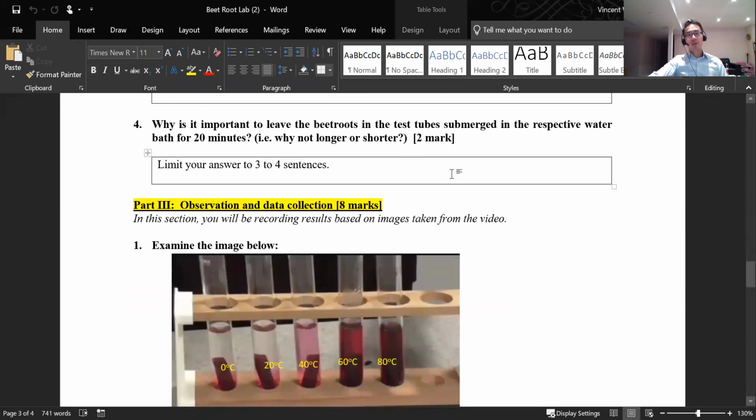Here, in order to get 4 marks, you need to tell me, if you leave it too short, then it might not be enough time to develop the color. And if it's too long, one of 2 things can happen. Number 1, the temperature will start to cool off. And number 2, if you leave them long enough, eventually the color might all be the same, right? Then the 40 degree is going to end up being just like the other ones, and you would observe no difference, okay? So that's that.